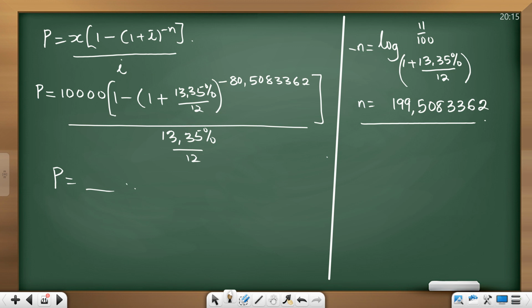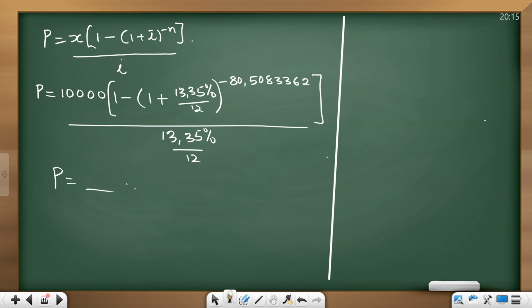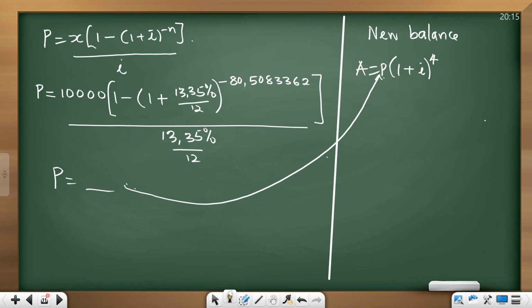Okay, guys, whatever value you get there, check. First thing is to calculate the new amount, right? The new balance. What will the new balance be? A will be equal to P, 1 plus I to the power of what? 4. This value. Because that amount must now what? Grow. Are we making sense?